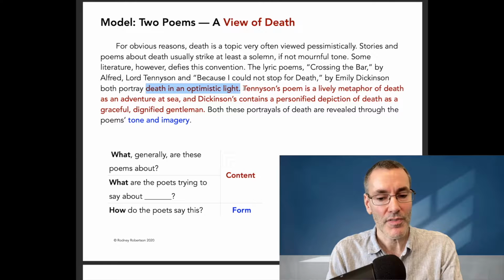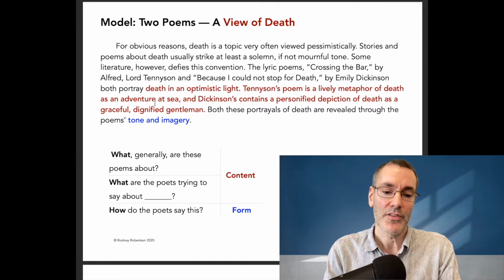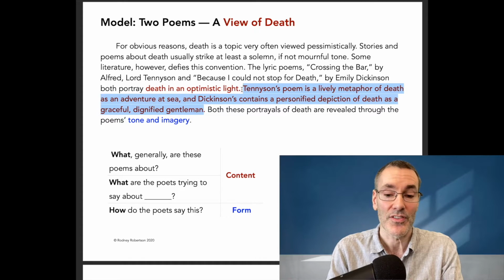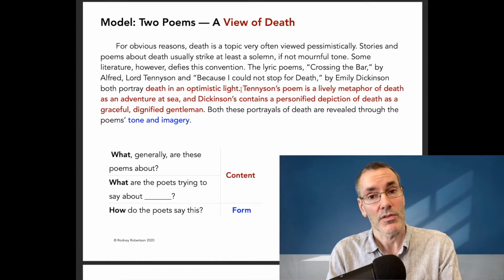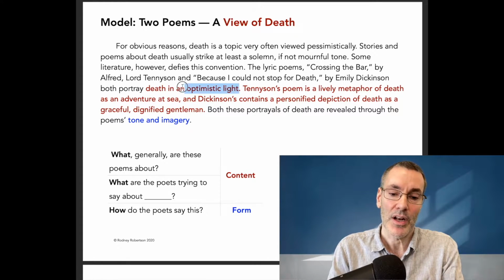Then it gets even more fine-tuned. Tennyson's poem is a lively metaphor of death as an adventure at sea, and Dickinson's contains a personified depiction of death as a graceful, dignified gentleman. So that's synopsis-y stuff, but that's the content. That's what we want to say about death. What's the theme zone? Death. What does the author want to say about death? That it can be portrayed in an optimistic light.